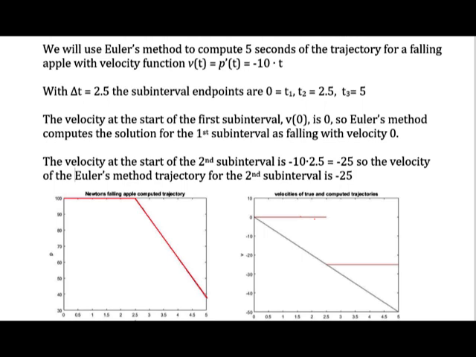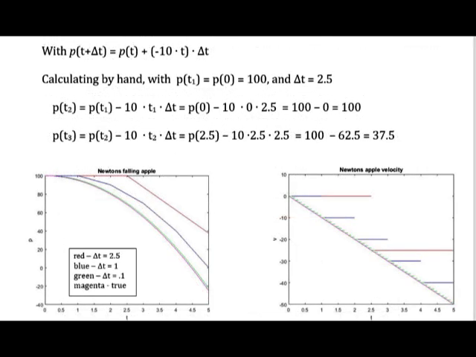The calculations are shown on the next slide, and, well, this is a lousy approximation, but take heart. Things improve as the subinterval size is reduced. The graph on the right shows the true velocity in blue and the velocity of the computed solution in red. This slide shows the computations for the trajectory shown in red. In addition, the graphs show computed solutions when delta t equals 1 second and when delta t equals 0.1 second, along with the true solution.